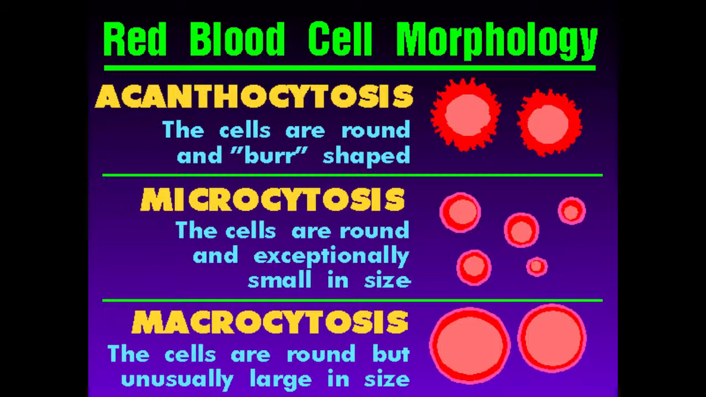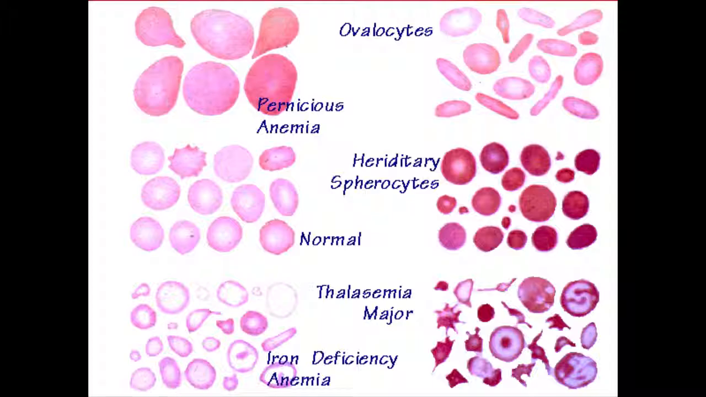In acanthocytosis, although the red blood cells are round, they take on a burr-shaped appearance. The cells are round and very small in microcytosis, and of course, the cells are quite large in macrocytosis. This slide and the following slide image show the microscopic appearance of red cells in various disorders. Note how some cells lacking iron are very pale and others are quite dark. Certainly, some of the cell shapes can be very, very bizarre.